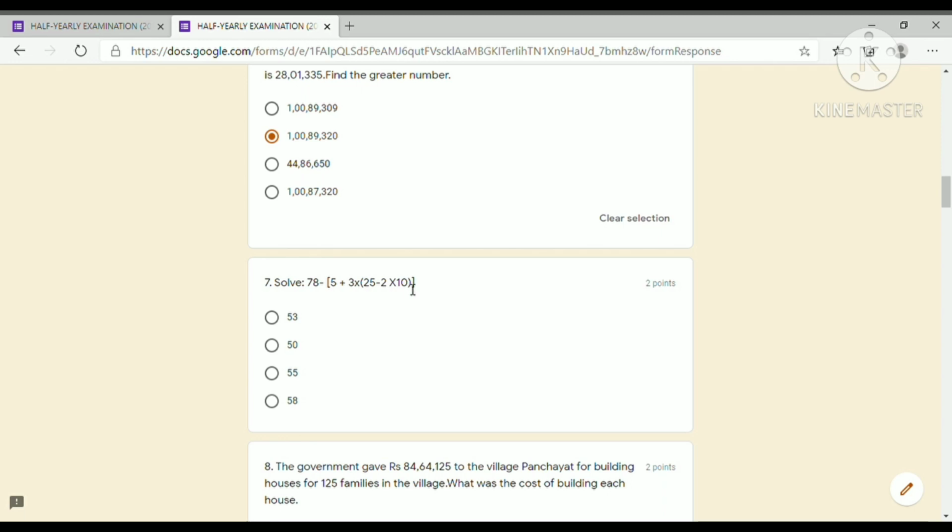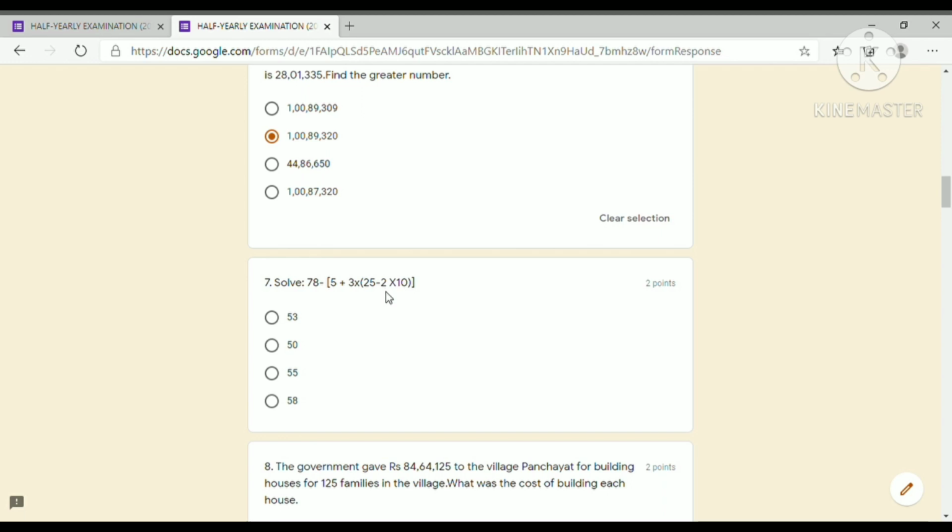Now since multiplication is there, first we will multiply 2 into 10, then it becomes 20. Okay. Now if we do 25 minus 20, what does it come to? It comes as 5. Okay. Now the small bracket is evaluated. Now what we are going to do, inside this square bracket, what values are there? 5 plus 3 into 5. So in this, first we will perform multiplication. That means 3 into 5 becomes 15. Okay. So 5 plus 15 becomes 20.